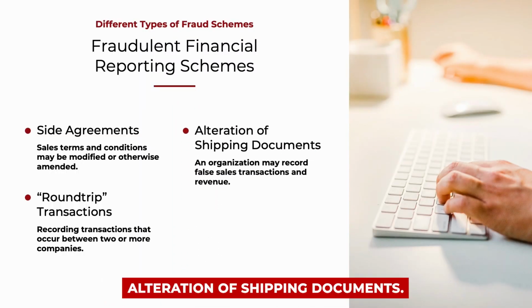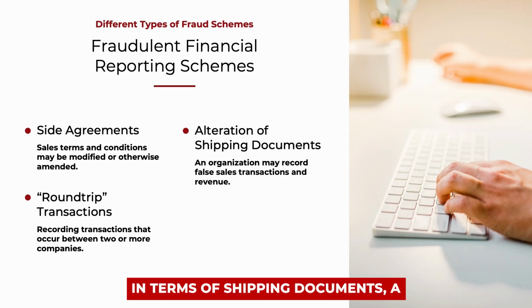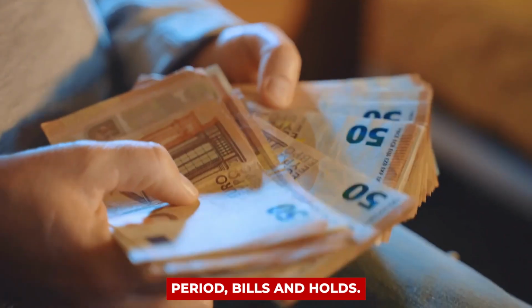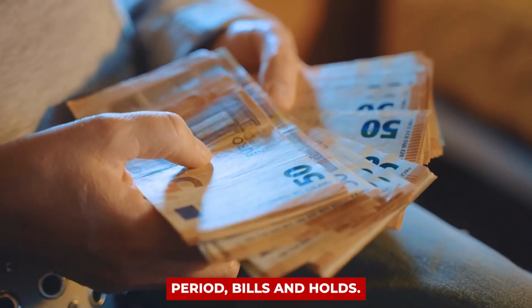Alteration of shipping documents. An organization may record false sales transactions and recognize improper revenue by creating false shipping documents. By altering the shipping dates and terms of shipping documents, a company may increase its revenue shown in a specific accounting period.